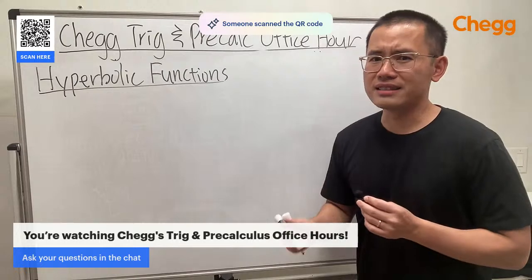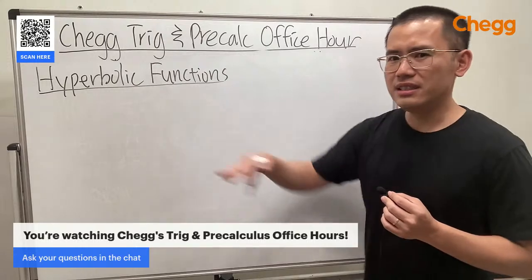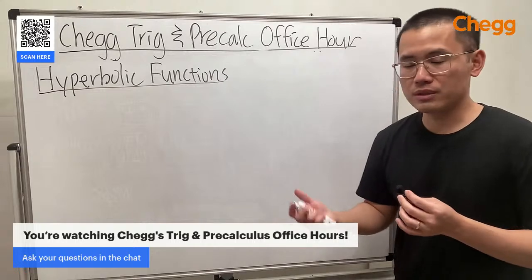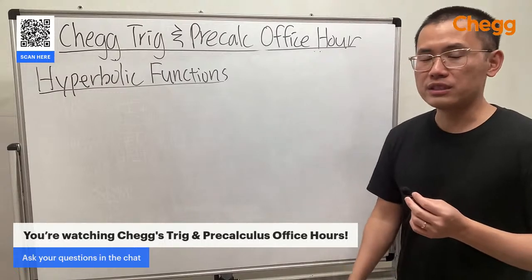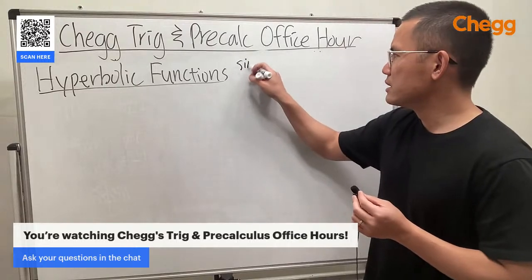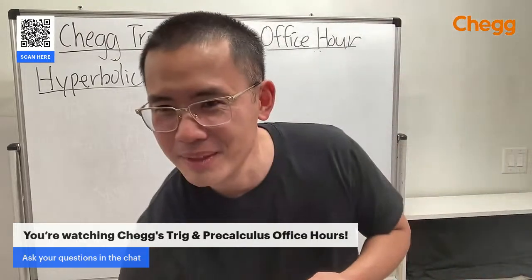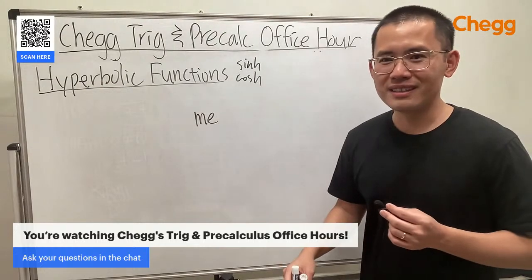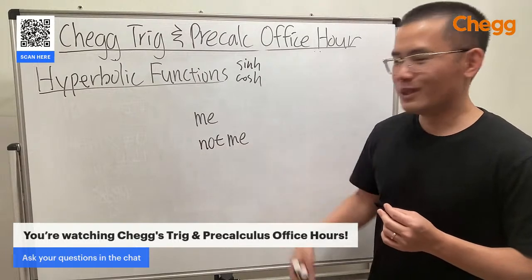It depends on your class. Some pre-calculus classes cover this because you do see this in either Calc 1 or Calc 2, depending on your school. And in pre-cal, sometimes we introduce hyperbolic functions because they're very similar to trig functions. Who has seen these functions, like sinh, cosh, the ones with the h? If you have seen it, leave a comment. Let me know. Just put "me" in the chat, so I know you guys have seen it. But if not, you can also type in "not me".